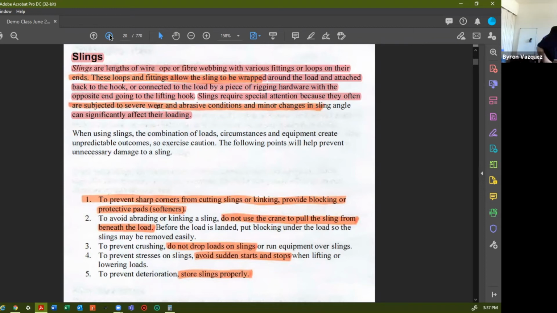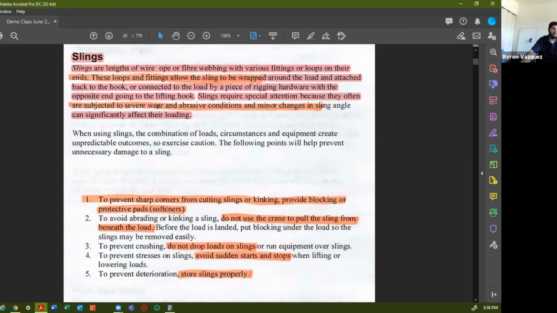Right. So slings. Slings are lengths of wire rope or fiber webbing with various fittings or loops on their ends. These loops and fittings allow the slings to be wrapped around the load, attached back to the hook, or connected to the load by a piece of rigging hardware with opposite ends going to the lifting hook. Slings require special attention because they often are subject to wear and abrasion conditions, and minor changes in sling angles can significantly affect the load. To prevent sharp corners from cutting slings or kinking, provide blocking or protective pads, softeners.